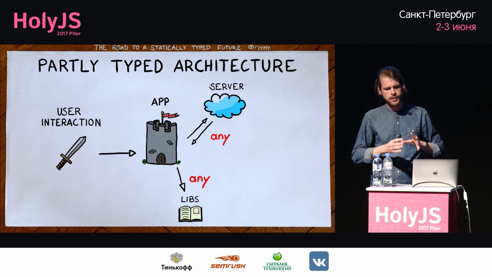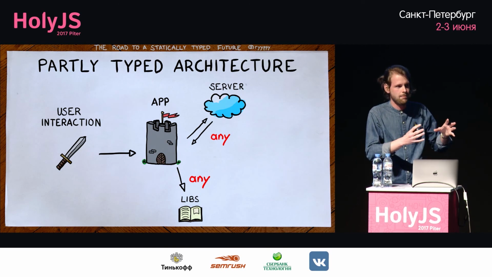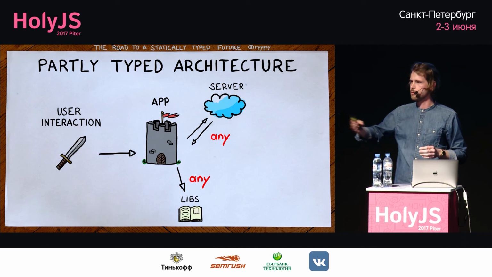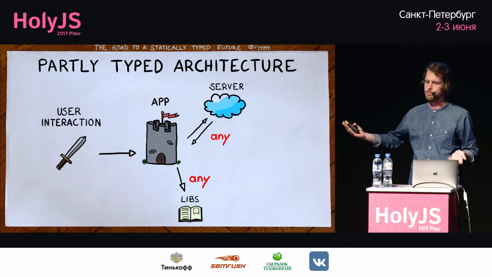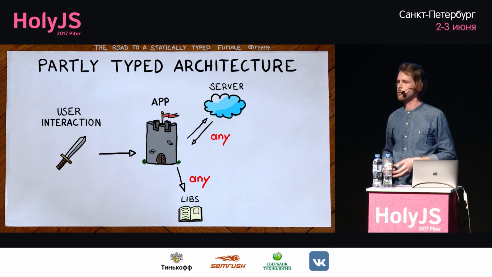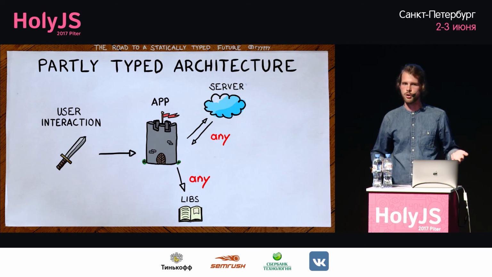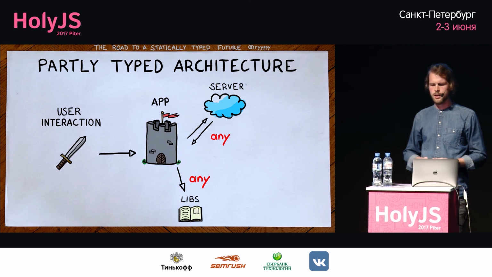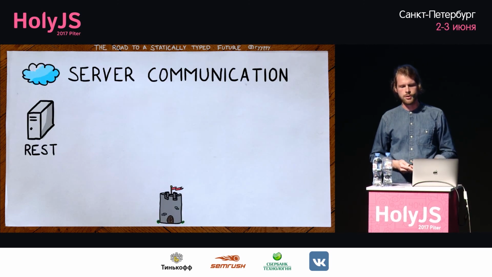What we don't usually see is that we have our app, and the app is very tightly coupled, but of course we need to communicate with the outside world, otherwise our program would be useless. So we have user interactions, we have server communication, we have libraries like node modules. And since JavaScript doesn't have a very good standard library, of course, we are required to use a lot of node modules. So maybe let's see how we can prevent errors on the server side.